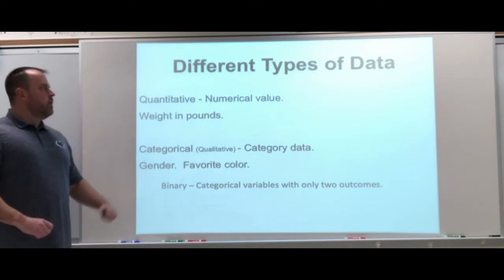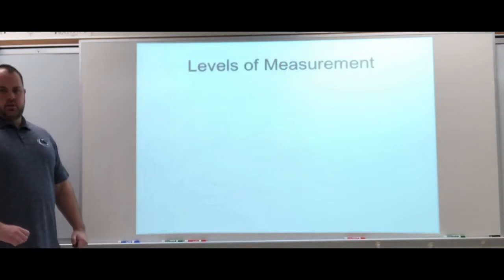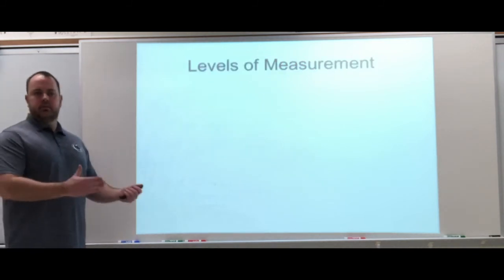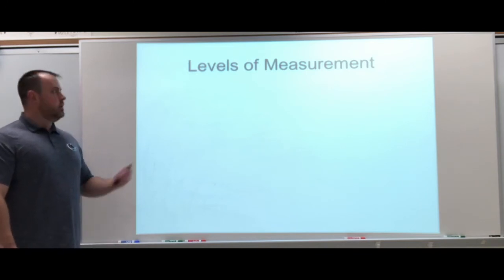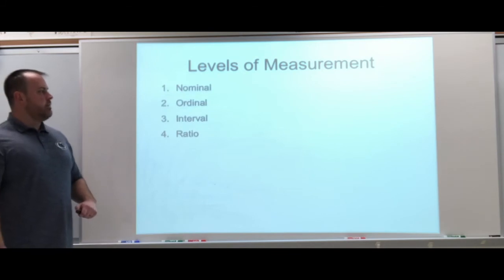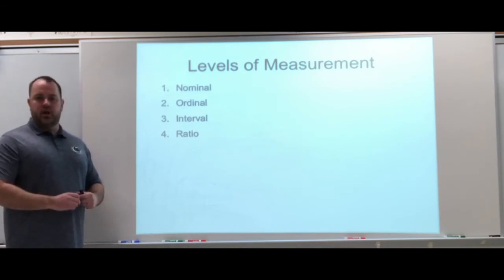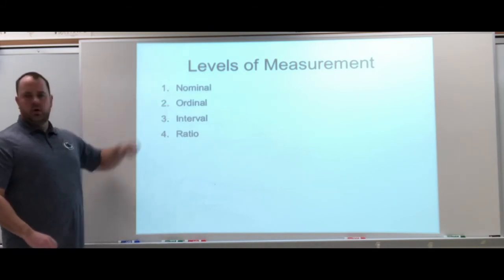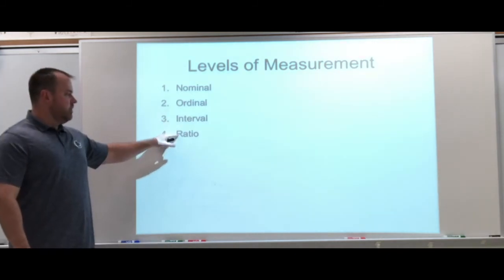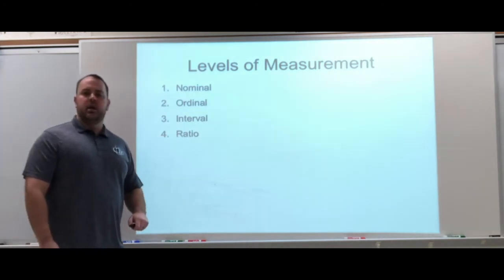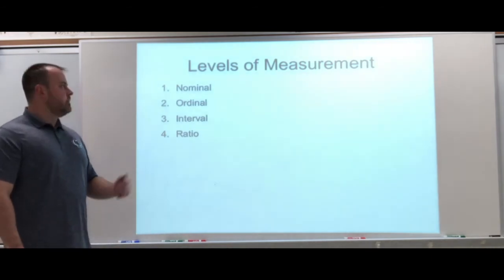Okay? One other way to measure data, or at least the type of data that we're looking at, is called the level of measurements. Okay? So we're going to look at nominal, ordinal, interval, and ratio. The nominal and ordinal is a way of separating the categorical data. Interval and ratio is going to be the quantitative data.